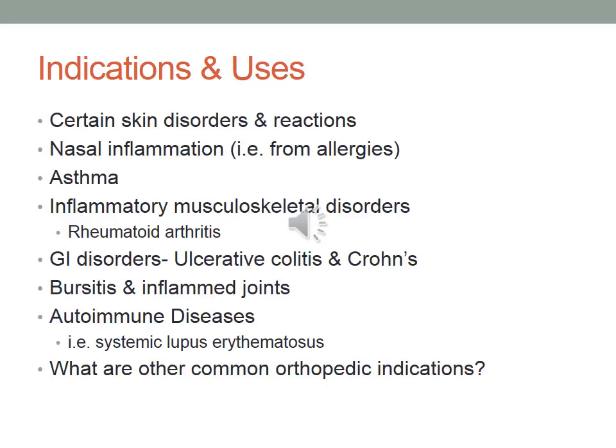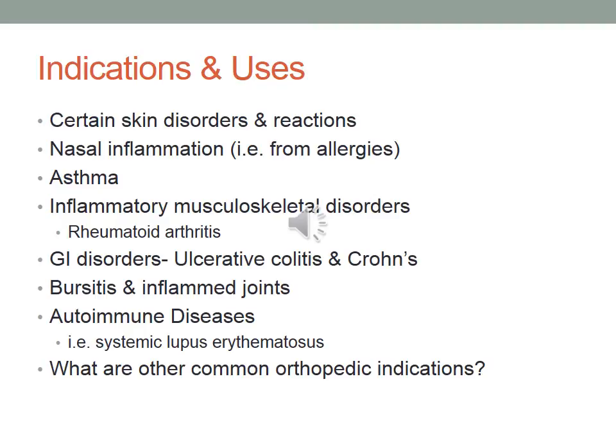So your indications and uses of prescription corticosteroids: certain skin disorders and reactions, nasal inflammation, asthma. These are some very common things you will see this with. Rheumatoid arthritis, GI disorders. Now the GI disorders will usually be autoimmune based that they prescribe this for, because one of the physiologic effects of taking a corticosteroid is to suppress the immune response. So in things like ulcerative colitis and Crohn's, where the body's immune system is doing something it's not supposed to be doing, that could be a beneficial thing.